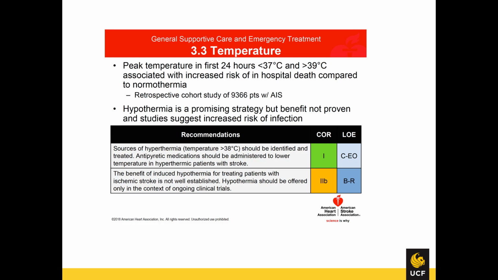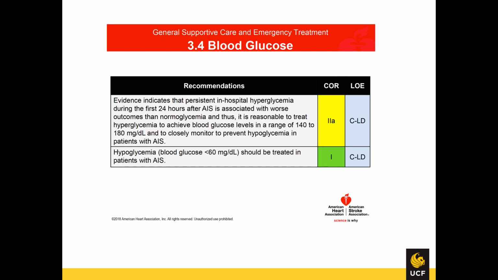But really, in the acute phase, there's really no evidence that it provides much benefit just yet. Sources of hyperthermia should be identified and treated. Antipyretic medication should be administered to lower temperature in hyperthermic patients who are having a stroke. This is not the time to let the immune system denature bacteria and allow the patient to be febrile. You want to control fever while the patient is in the acute phase. The benefit of induced hypothermia for treating patients with ischemic stroke is not well established, like I mentioned before.